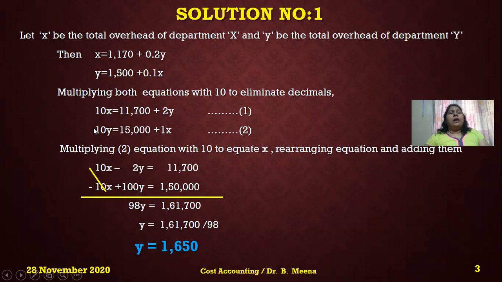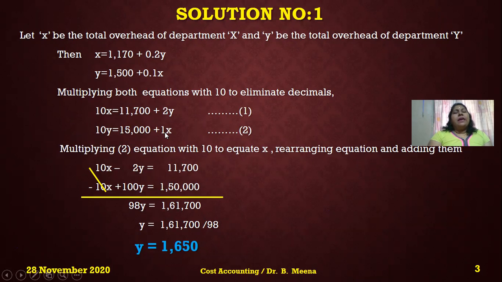Then I will get 10x minus 2y is equal to 11,200. I rearrange the first equation: 10x minus 2y is equal to 11,700. Then the second equation alone I need to multiply by 10, in order to equate the x.